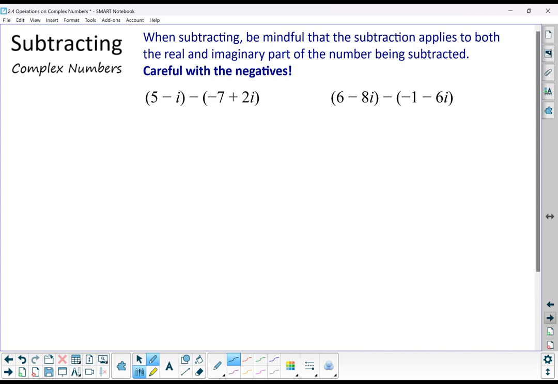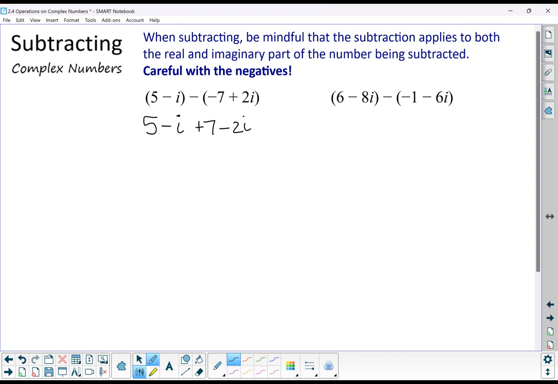When we're subtracting, just be mindful that the subtraction applies to both the real and imaginary parts of the number being subtracted, and always, of course, be careful with your negatives. I like to use a rewrite strategy. So I have a 5 minus i, and this is subtracting a -7. So that's adding a 7 and subtracting a 2i.